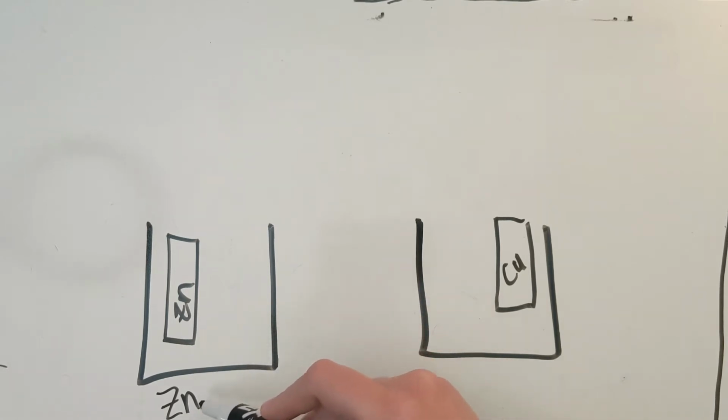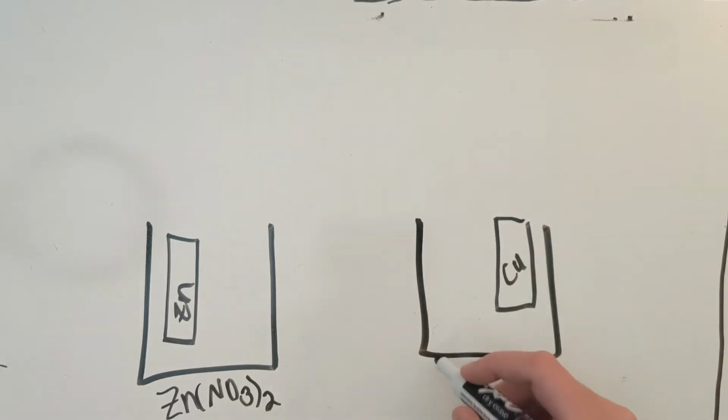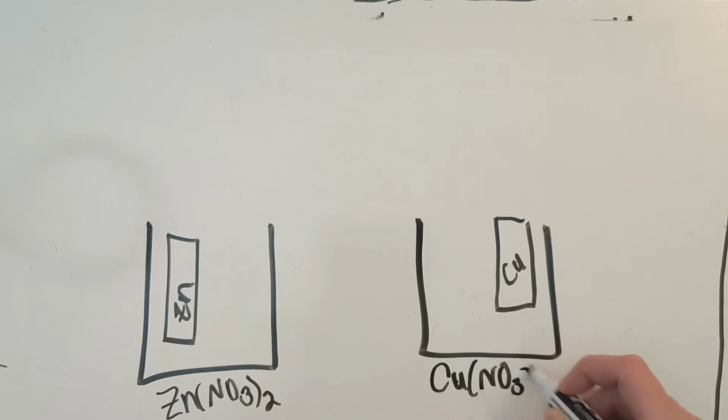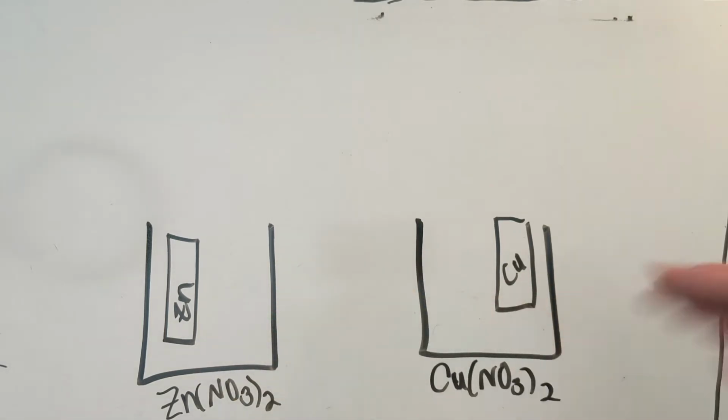So let's just say that this is zinc 2 nitrate. So that'd be NO3 with a little 2 there. And then this copper would be sitting in a solution of copper 2 nitrate. These metals don't have to have the same oxidation number. It's just what happens in this case.